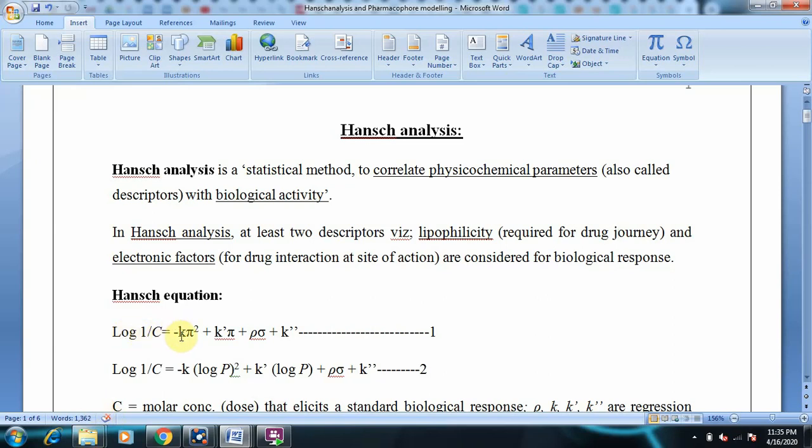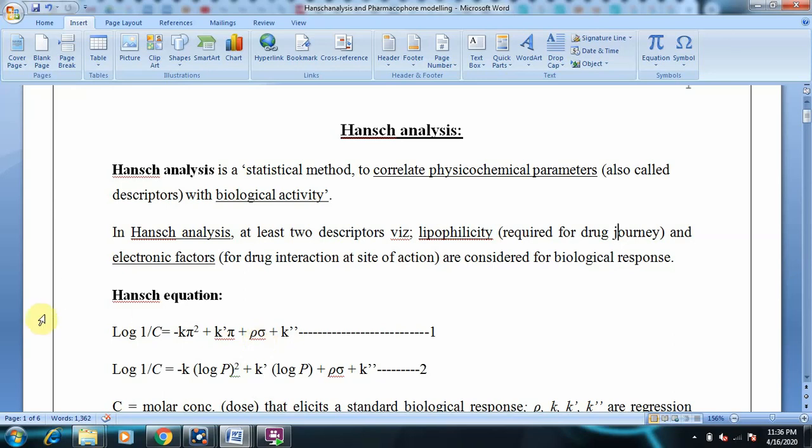So log 1/C = -k pi square + k' pi + rho sigma + k''. Here k, k', k'' and rho are regression coefficients. And we said pi is the hydrophobic constant, and sigma is the Hammett constant, under the electronic factors we discussed yesterday.